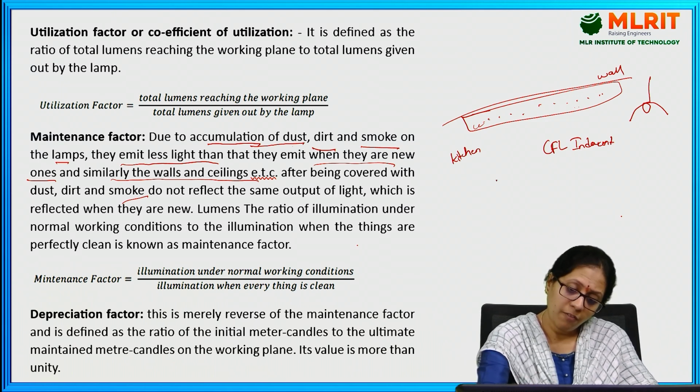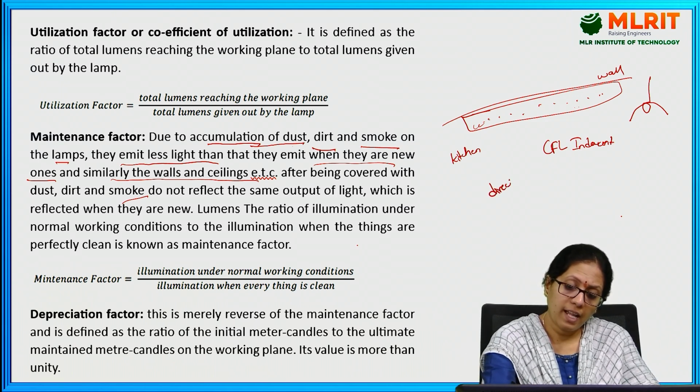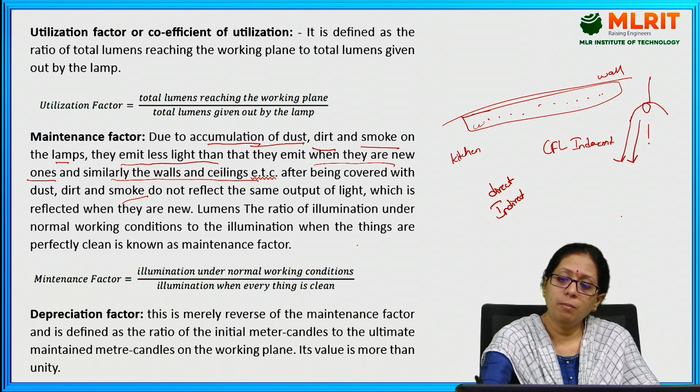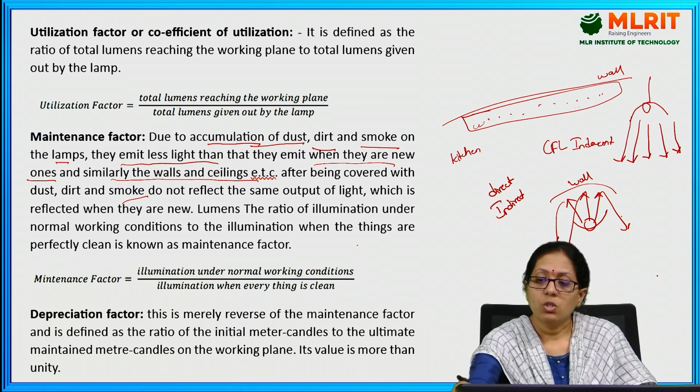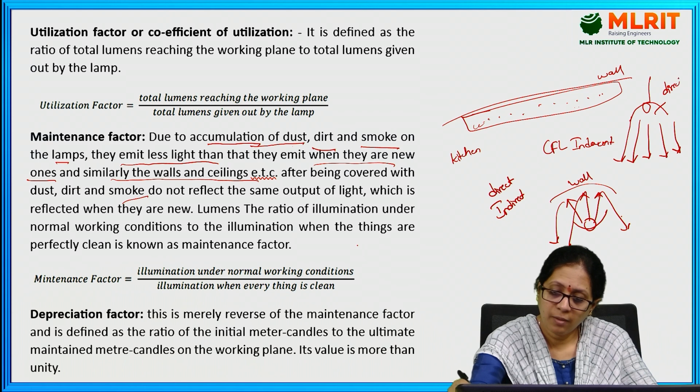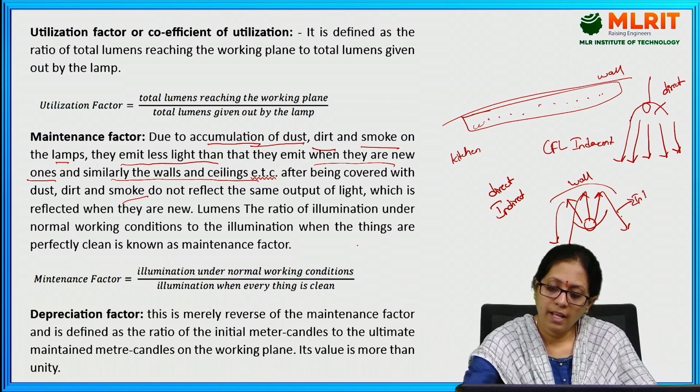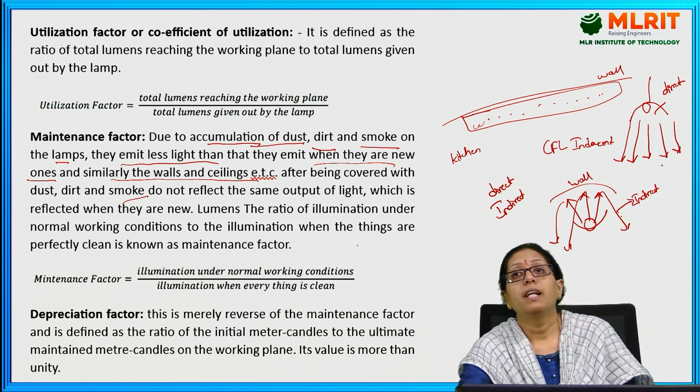You have different types of lighting, that is direct lighting and indirect lighting. Direct lighting means the light falls on the object directly from the bulb. Indirect lighting means the light falls on the wall first, this is your wall, and then it reflects back. So this is direct lighting, and this is indirect lighting.